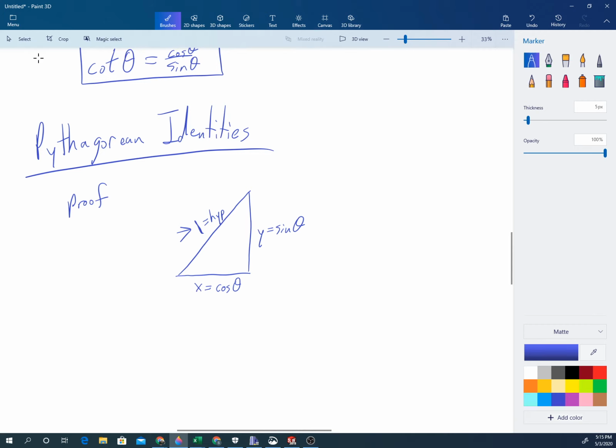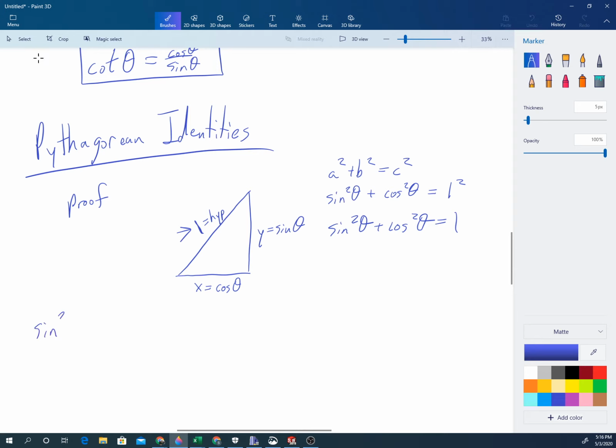Now, Pythagorean's identity says that a squared plus b squared equals c squared. If I were to sub this out, I could say that a is the same thing as your sine of theta, b is the same thing as your cosine of theta, and c is your 1. And simplified, that is sine squared theta plus cosine squared theta equals 1. That right there is a Pythagorean identity.